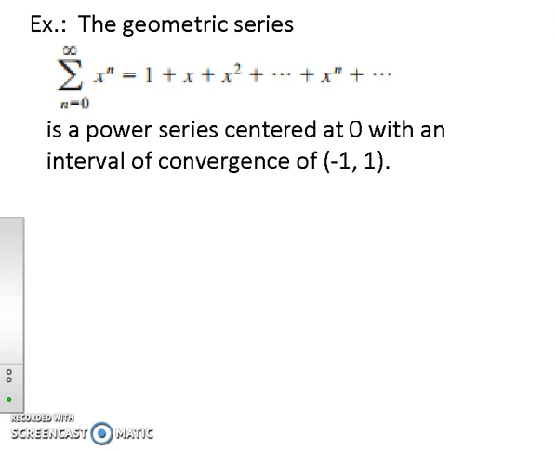So for example, the geometric series, the sum from n equals 0 to infinity of x to the n, if we write out some terms for that, we get 1 plus x plus x squared, and then it would be x cubed, x fourth, x to the fifth, all of that. That is called a power series because it is all terms with a power on them, hence the name. That series is centered at 0 because we only had x being raised to the nth power, and the interval of convergence is going to be from -1 to +1.